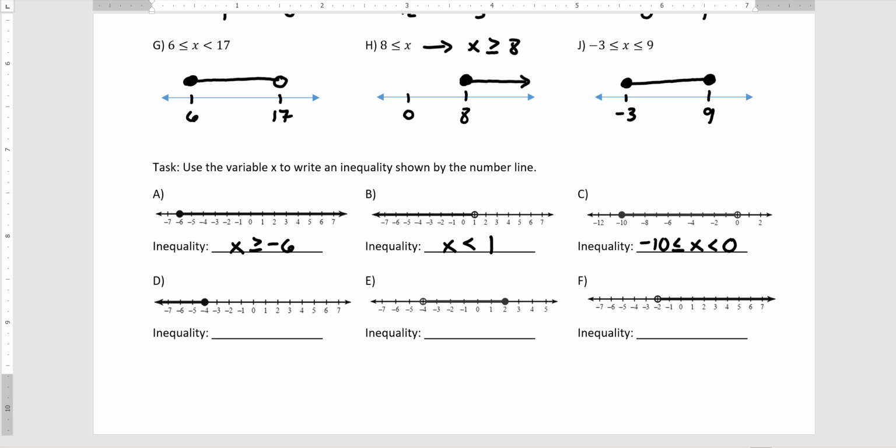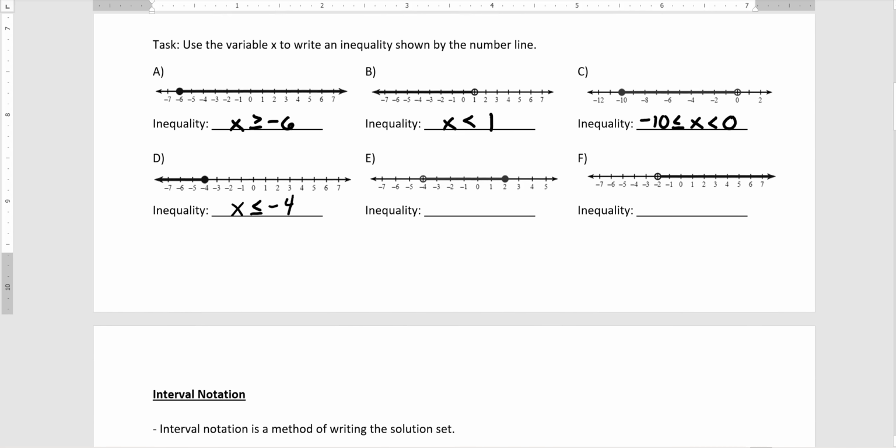So first, looking at letter D, I can go ahead and place my variable x, and I can tell that it's going to be less than or equal to, right? We're going to the left, we have a closed circle, so it's got to be less than or equal to, and then that value is -4. So this number line says that x is less than or equal to -4.